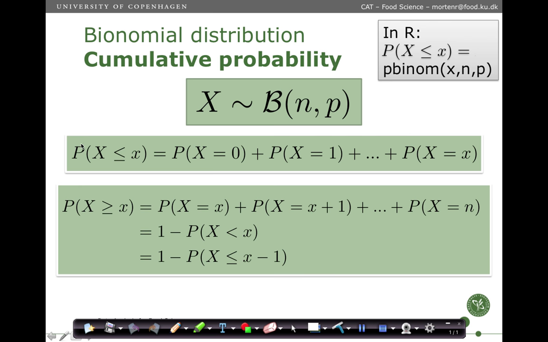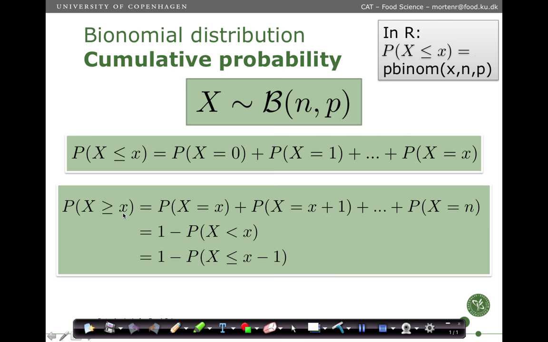So this is the cumulative probability. Often we want to calculate the probability of x being larger than or equal to some number. Well, that is taking the point probabilities of the lowest x and adding on the probability of x being x plus 1 up to x equal to n. This one is equal to 1 minus x being less than this number.